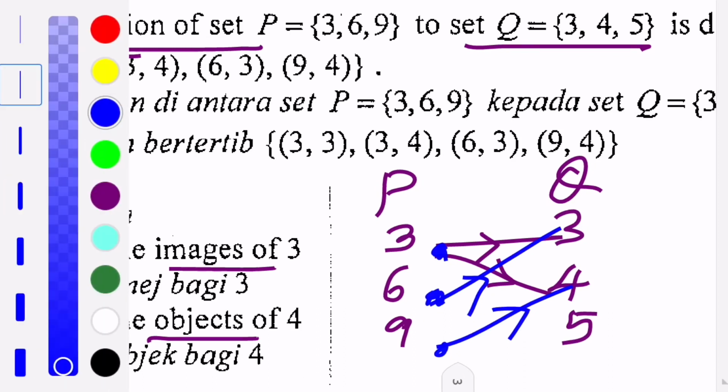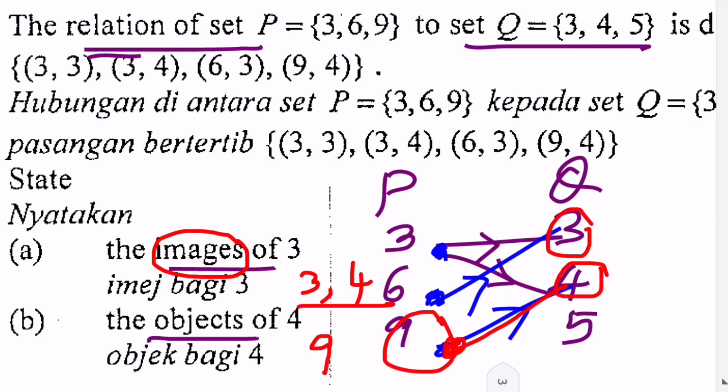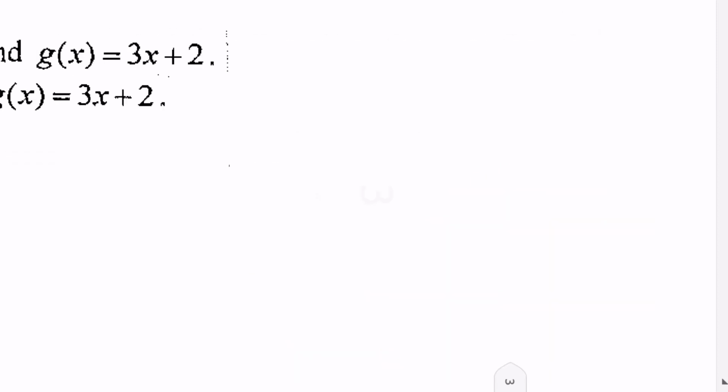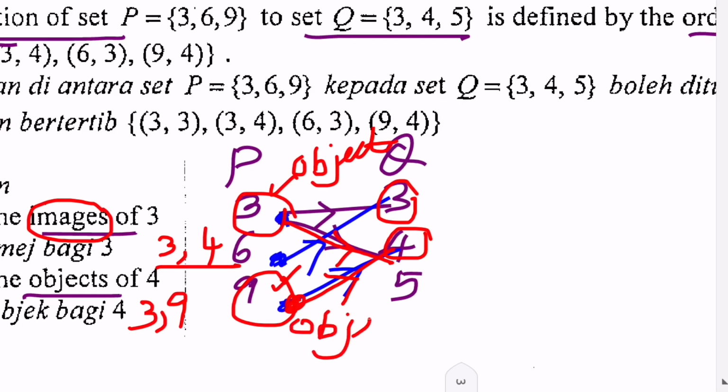Alright, so before you can state the images of 3, you need to list out the arrow diagram. So you can see that 3 and 4 are the images of 3. Normally this question is considered easy. Alright, so we try not to make mistakes. So the objects of 4, it means you have 2 objects. The word objects itself is telling you it is plural, so you should have 2. One is 3, the other one is 9, right? Can you see that?